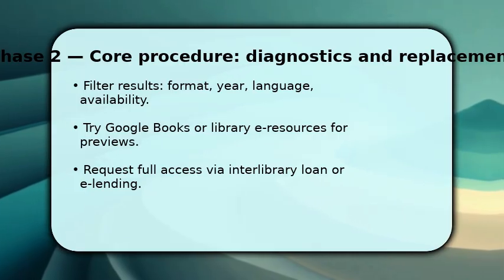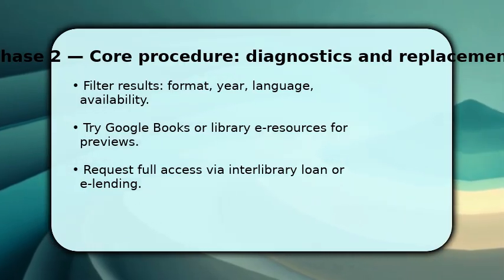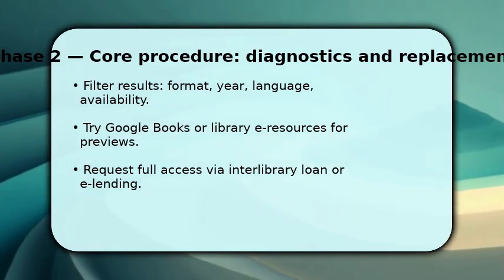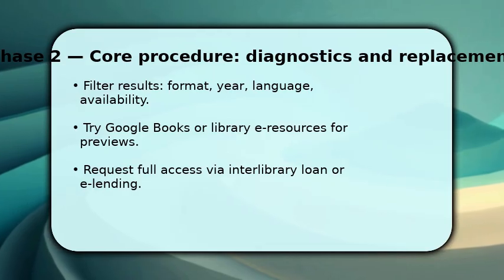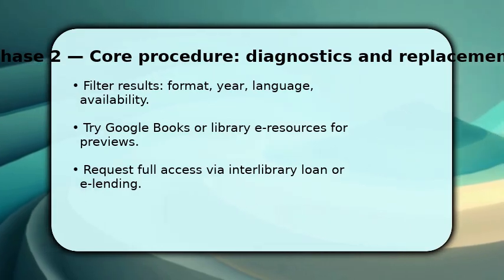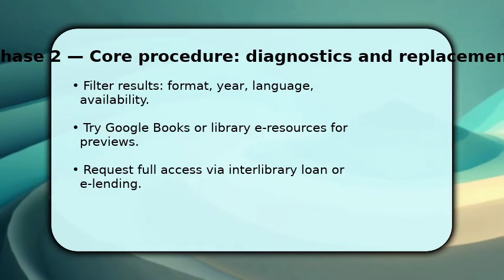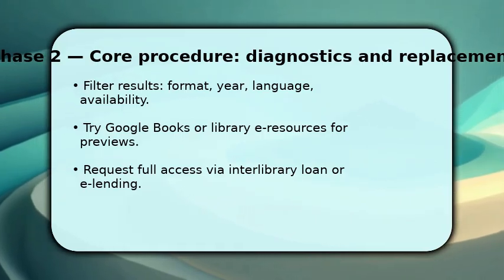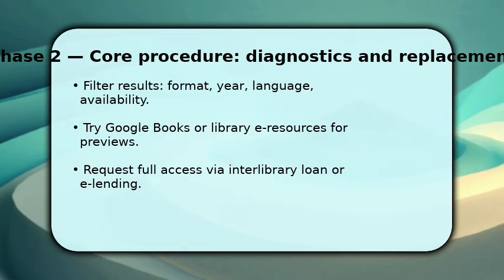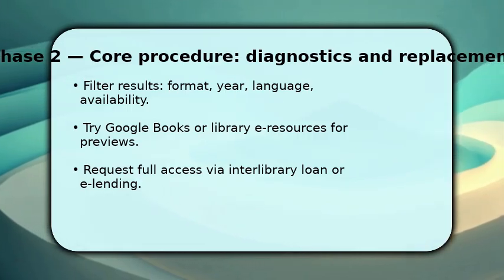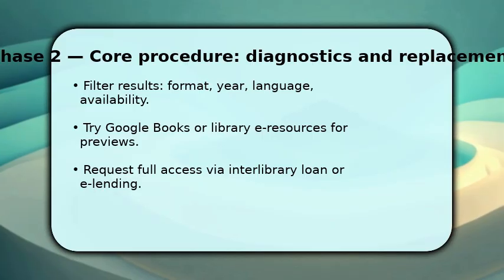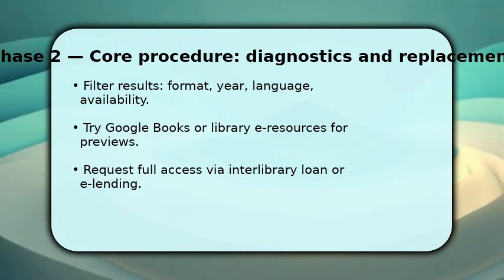Use Google Books or publisher previews to confirm content. Make sure the edition matches your needs. If the title isn't in your library, request it through interlibrary loan or check for e-lending platforms your library subscribes to. Once requested, track the delivery status and prepare citation details. These steps get you legitimate access with the least friction.